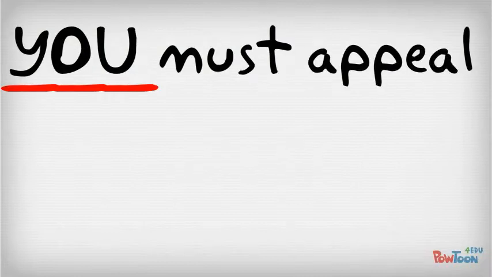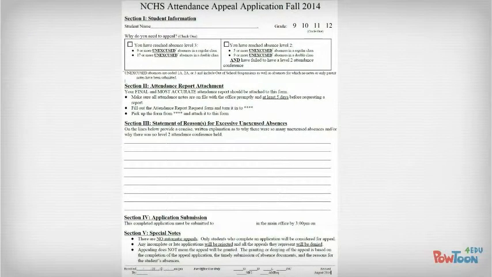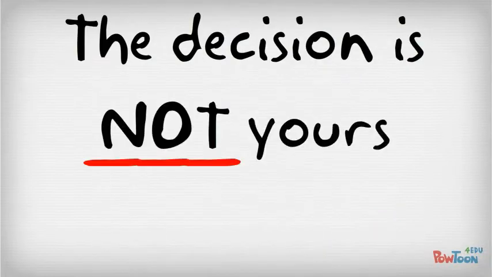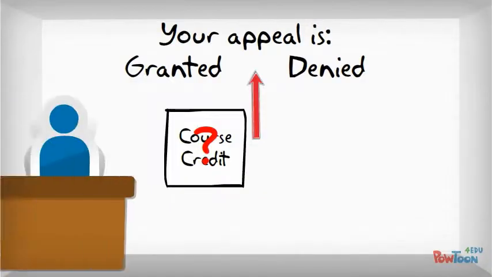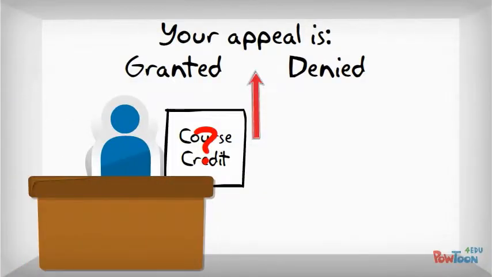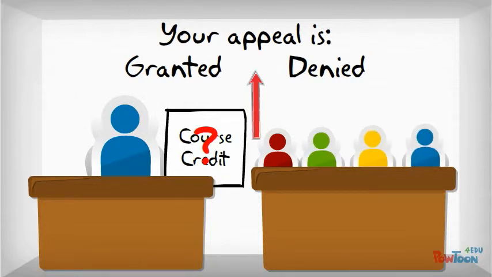You have to appeal to have your credit restored, which means you have to pick up the application, you must complete the top portion, you must get an updated copy of your attendance report after your documents have been turned in, you must write an explanation as to why you have so many unexcused absences, and you must turn the application in on time. However, the decision as to whether you receive credit or not is not yours. That decision is up to the principal's designee, or a group of people the principal designates to make the decision.